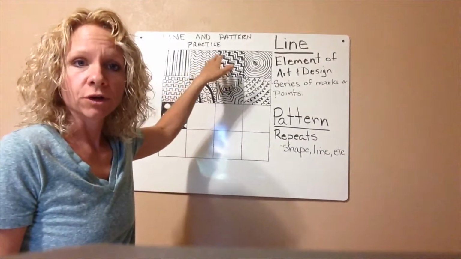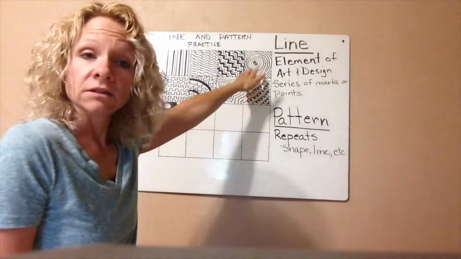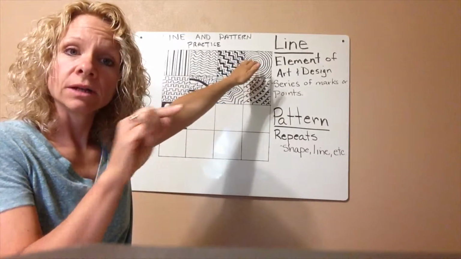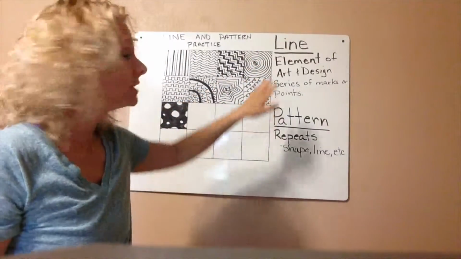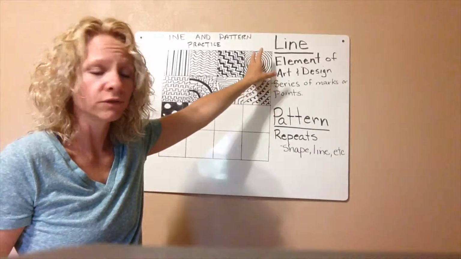My next one, I went with curvy, I went with diagonal, thick and thin. I did a radial design, which starts in the middle and radiates out to the sides of the square, doing kind of a circle type pattern with curved lines.